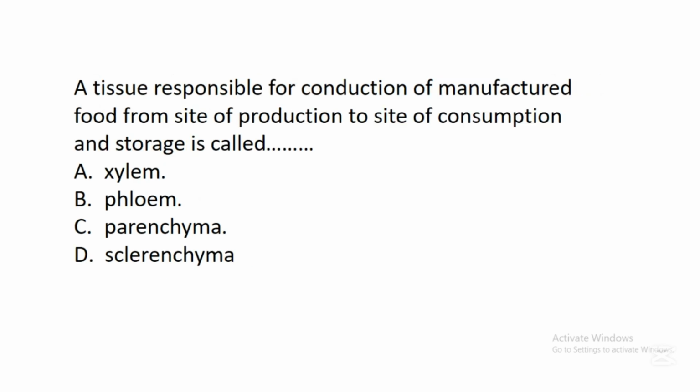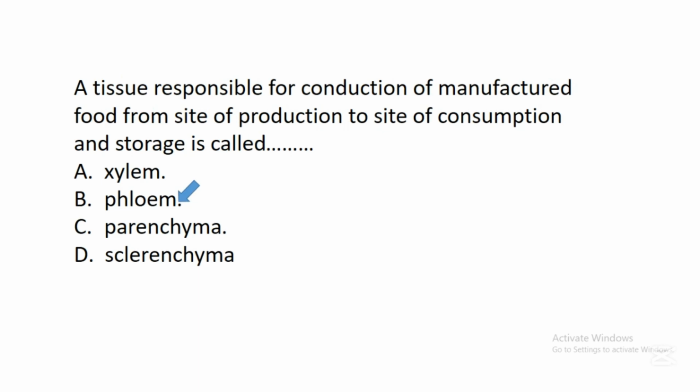The next question says, a tissue responsible for conduction of manufactured food from site of production to site of consumption and storage is called dash. A, xylem, B, phloem, C, parenchyma, D, sclerenchyma. In this question, the correct answer is B, phloem.